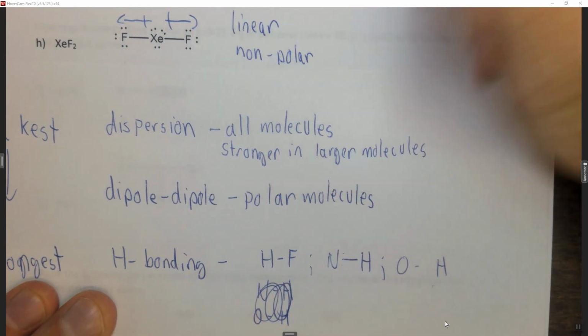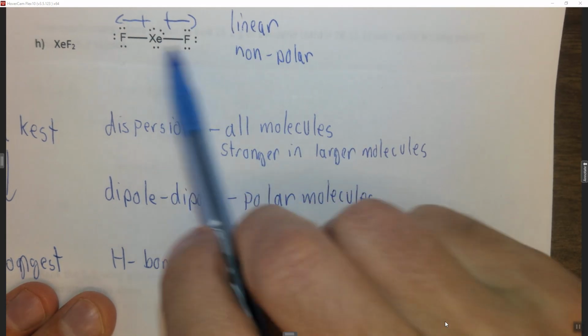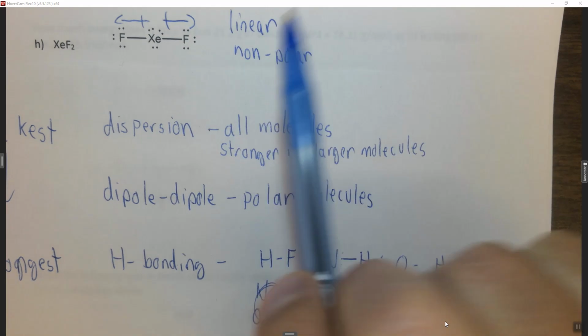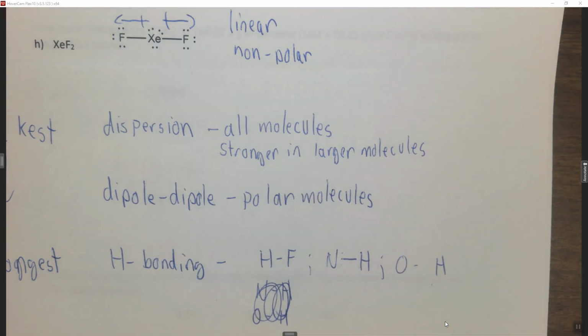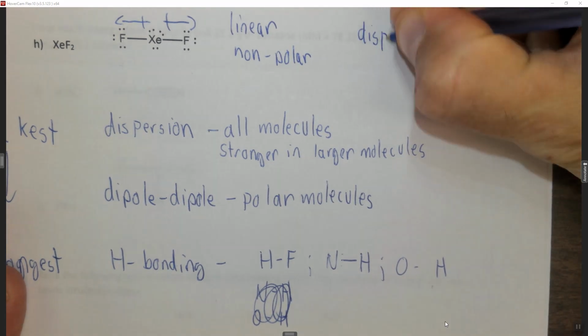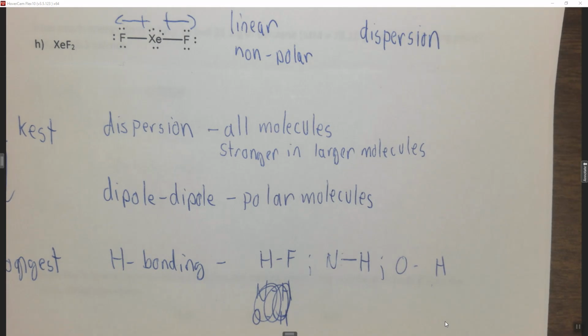So this is an exception where all the domains are not the same, lone pairs and atoms, but it's still non-polar. All right, XeF4, which is square planar, is another example of an exception because they just happen to cancel each other out. So in this case, this one is going to be dispersion as the strongest intermolecular force, even though it looks like it should be polar because not all domains are the same.